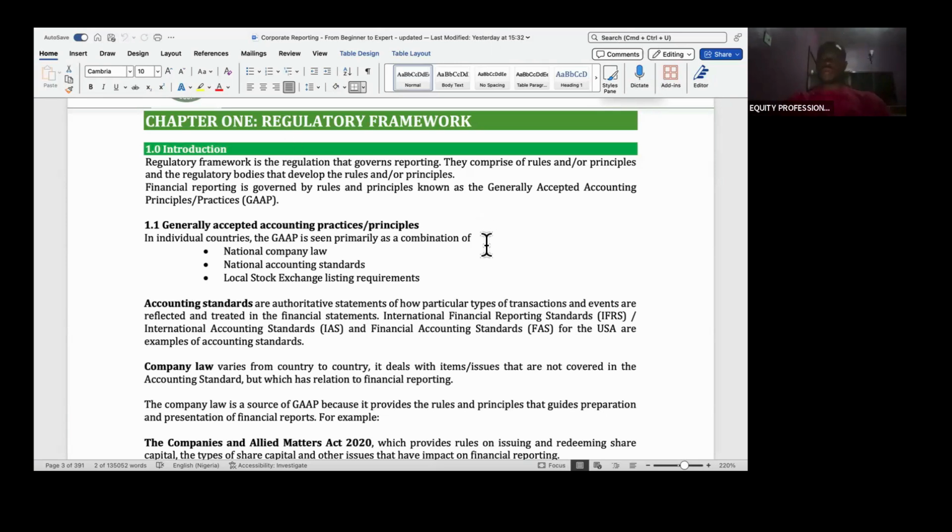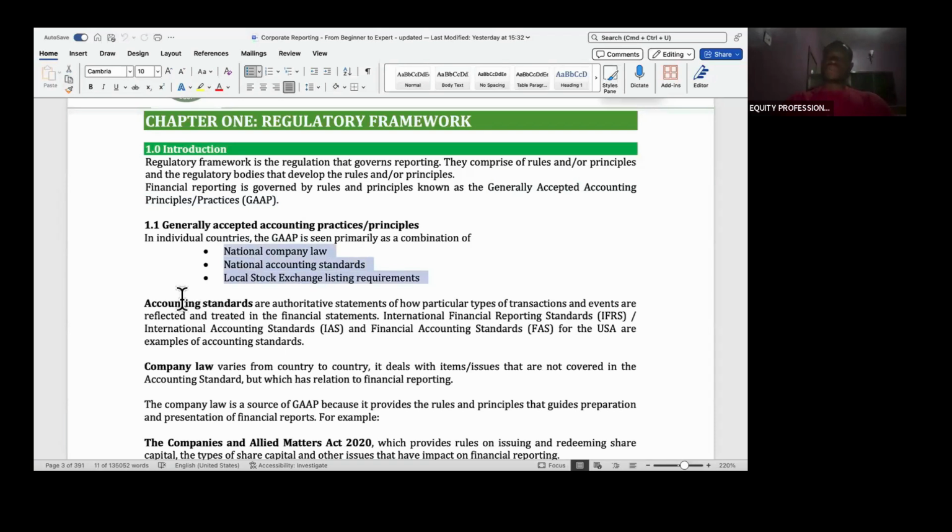In learning about regulatory framework, I told you that we were going to look first at the regulations, which are the rules and principles that govern reporting, as well as the regulatory bodies that develop these rules and principles. Everything I explained to you last week was around these two areas. I explained the rules and principles. I told you firstly that they are called GAAP, Generally Accepted Accounting Principles. And I told you there are 3 sources of GAAP: the company law, the accounting standard, and the local stock exchange listing requirements.